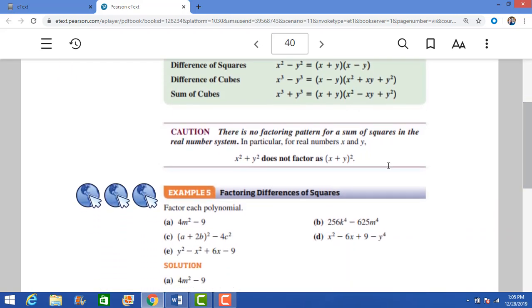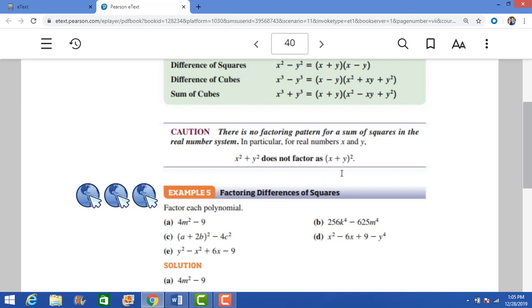Now, caution. This is not the same as this. You cannot pull the 2 out and factor the 2 as an exponent. That does not work. Again, you can show this by just foiling this. If you foil this, you don't get this. You get x squared plus y squared, but you're missing a middle term.